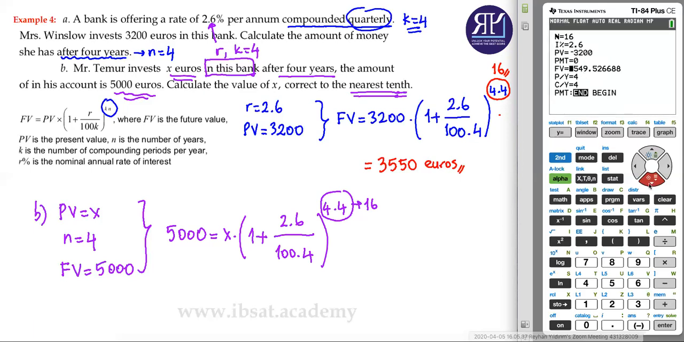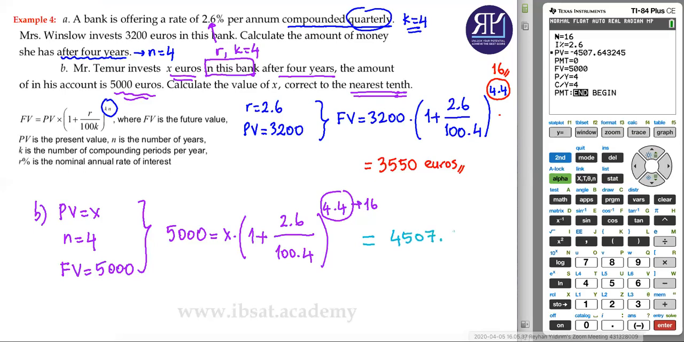Payment we don't need. Future value, this time we need the 5,000 euros. Periods are the same. Now let's go to present value here. Let's press alpha enter, and we see the money here with a negative sign, because he will give the money to the bank. That's why it is negative. But we don't take the negative part when we give the result.